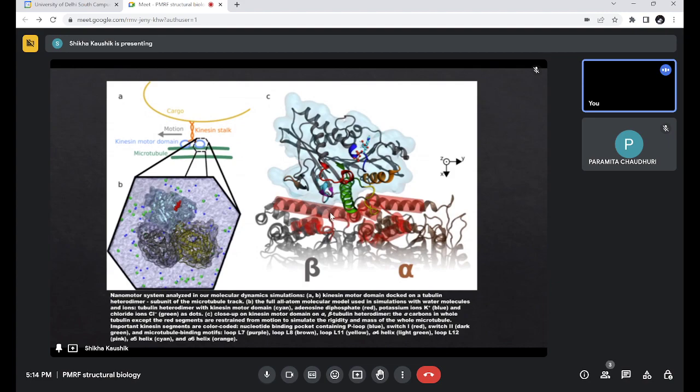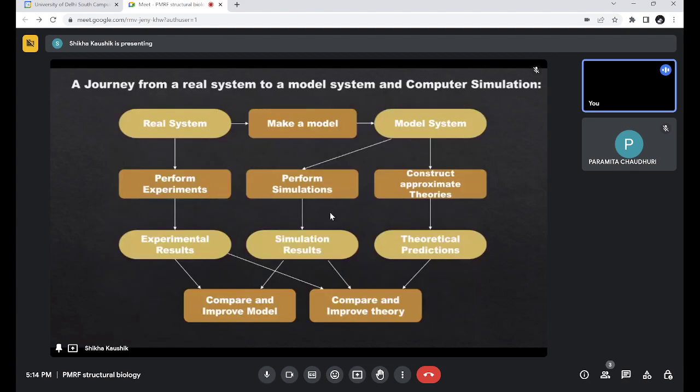So this is just a cartoon showing what we can visualize using molecular dynamics simulation. If I talk about a journey from a real system to a model system, that is happening through computer simulation. So we have a real system, and we have to make a model so that I can generate a model system which is exactly like the real system.